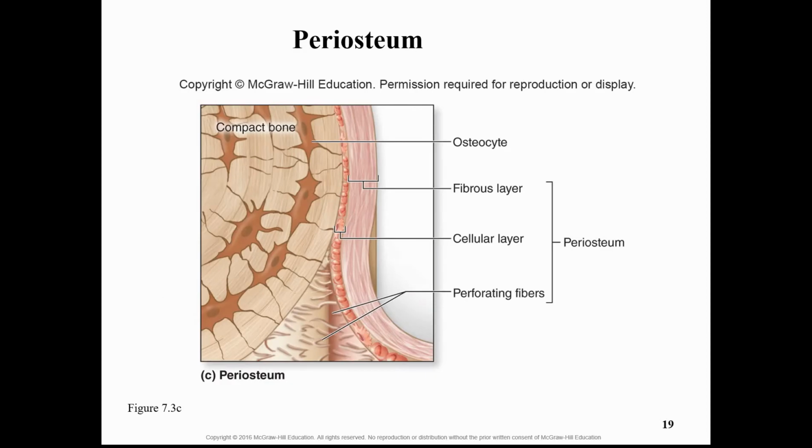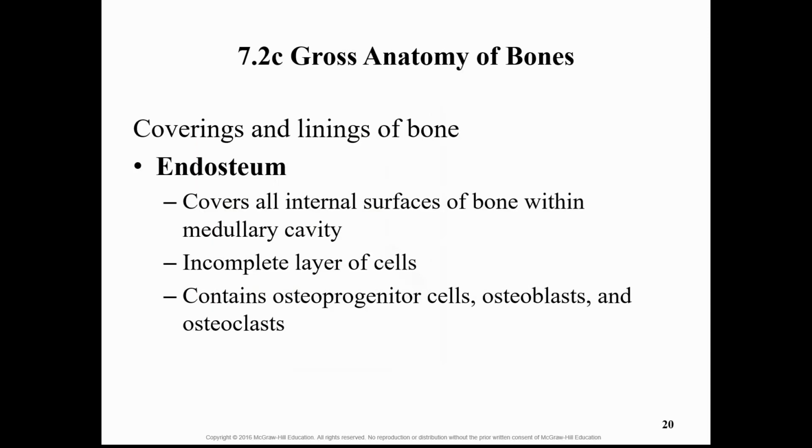Here's an example. We've zoomed in a bit. You can see the fibrous layer of the periosteum, and then we've got our active cellular layer where we're going to have more of the fibroblasts. Here are our perforating fibers. These are all small collagenous ligaments that help to anchor the periosteum to the actual osseous bone. On the inside of bone, we also have a membrane.